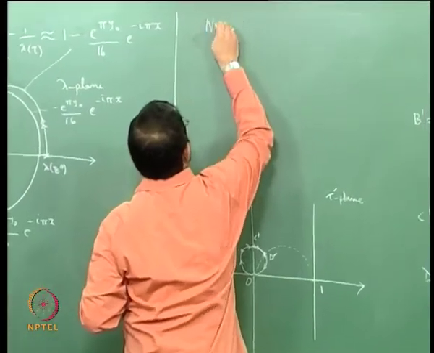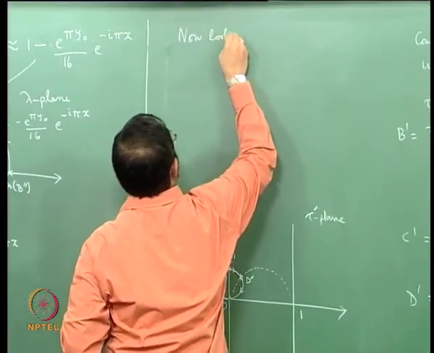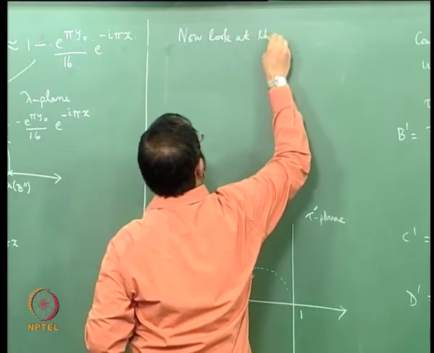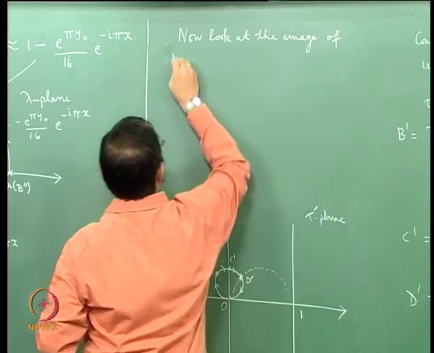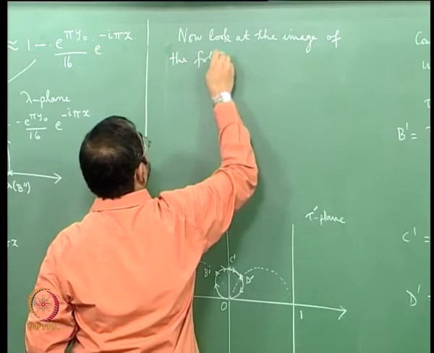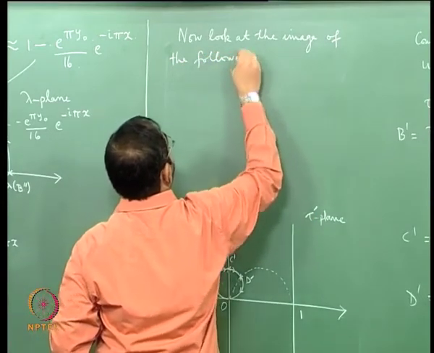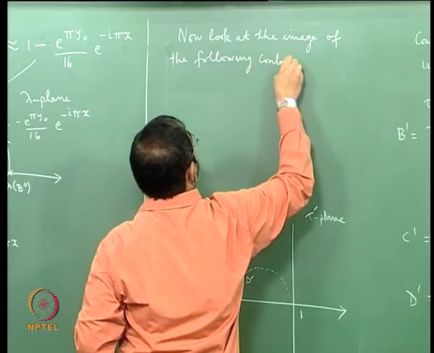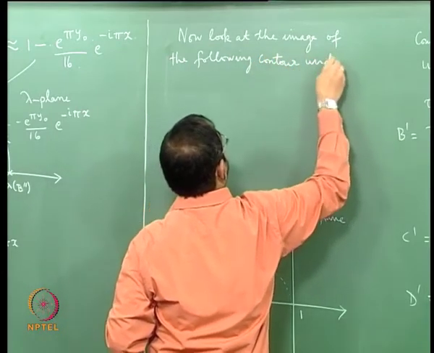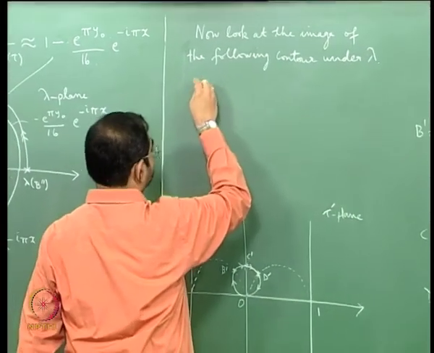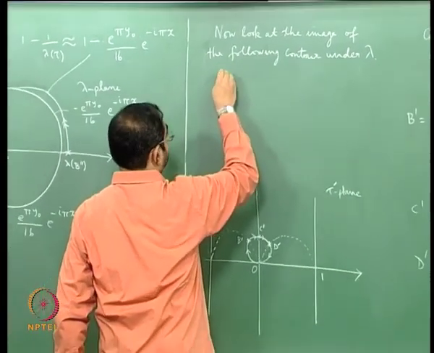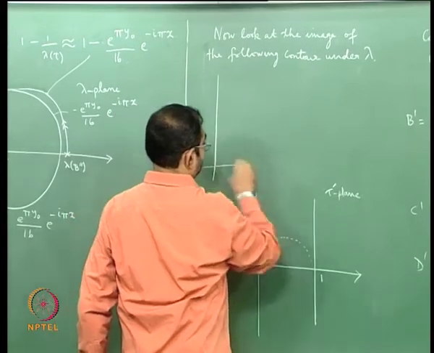Now look at the image of the following contour under lambda, okay. So this is my contour now. Let me draw it properly, a bigger diagram will help.